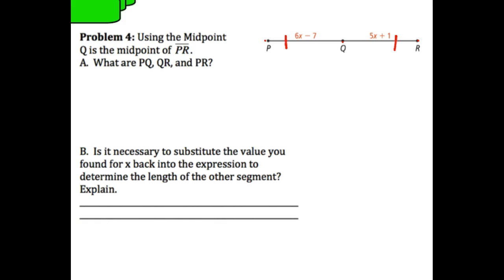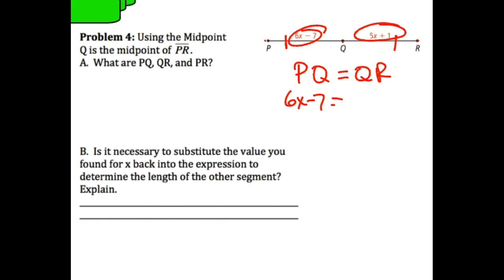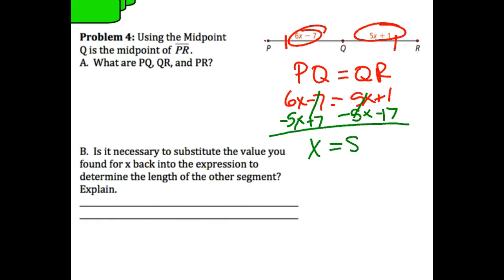Because we know that Q is the midpoint and PQ is then equal to QR, we can replace PQ and QR with these algebraic expressions that are above, 6x minus 7 and 5x plus 1. PQ is 6x minus 7, QR is 5x plus 1, and we can solve for x and then use x to find the length of these segments. We want to start by getting all of our variables on one side and our constants on the other. So I would subtract 5x from both sides, add 7 to both sides. I get x equals 8.